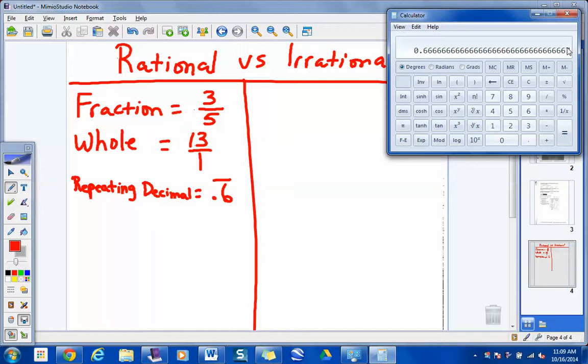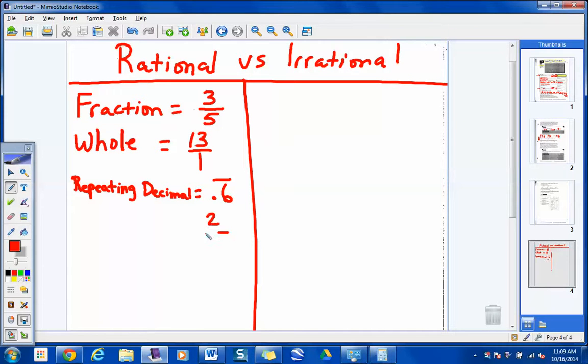Does that repeat? That 0.6 repeating was coming from what divided by what? 2 divided by 3. Is 2 over 3 a fraction, gang? Well, it is. We said any fraction is what? Rational. Well, this repeating decimal came from a fraction, didn't it? So anything that repeats is also what? Rational.